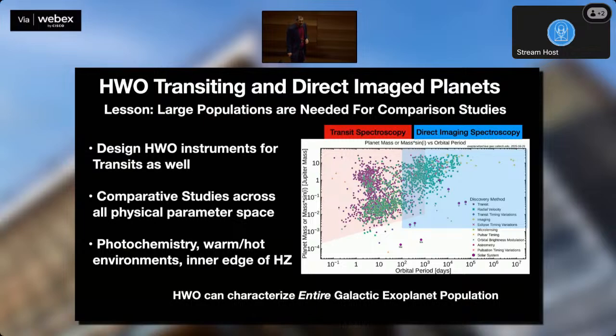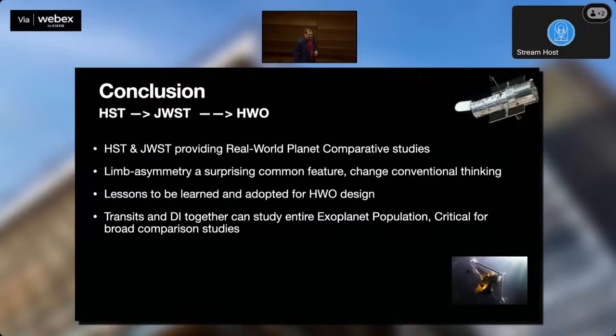One last point here. With HWO, if you're able to do transits really well and direct imaging really well, the whole phase space will be covered, and you can study the entire galactic exoplanet population with a facility like this, and that's really exciting. With the transits, you can do comparative studies on the warm to hot side, study photochemistry, and look at the inner edge of the habitable zone. This is how you're really going to put these Earth-like planets in context: by being able to see all the planets, and HWO will be able to do that if you can do it with transits and direct imaging. So with that, I'll leave my conclusions.